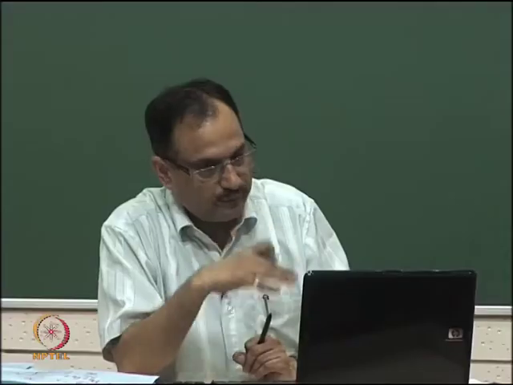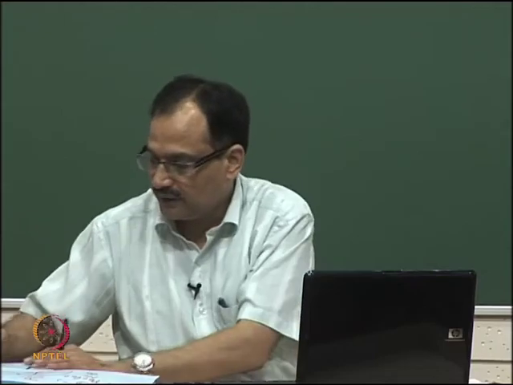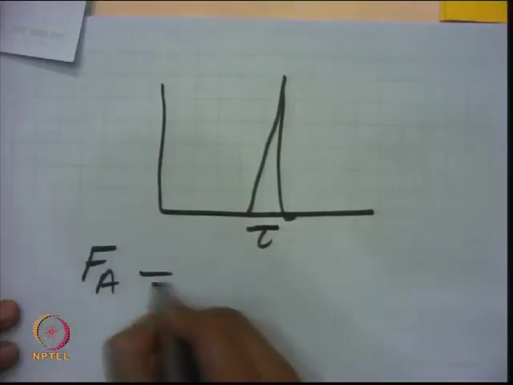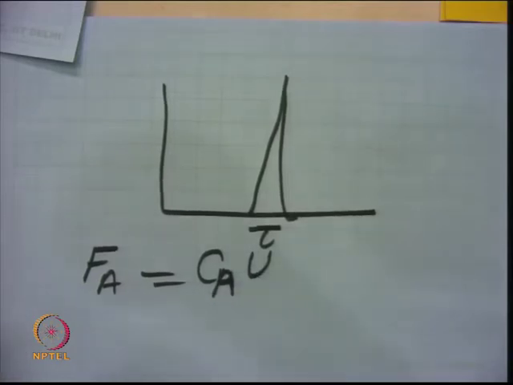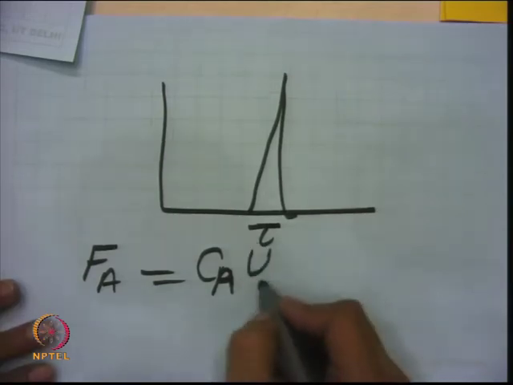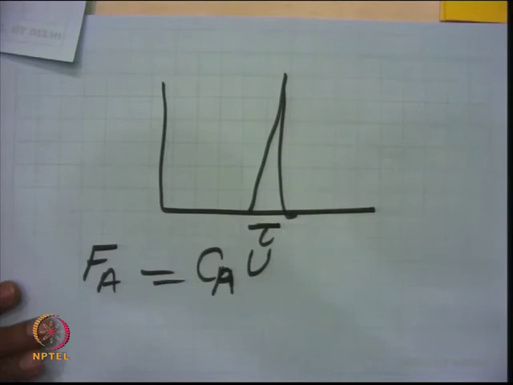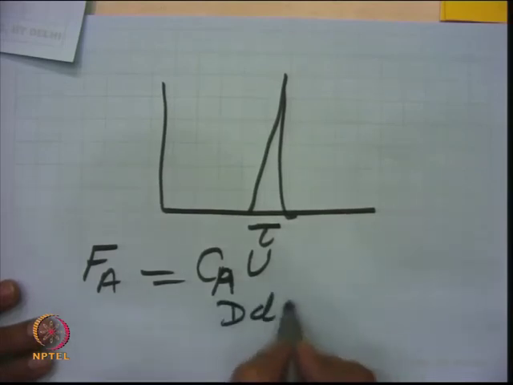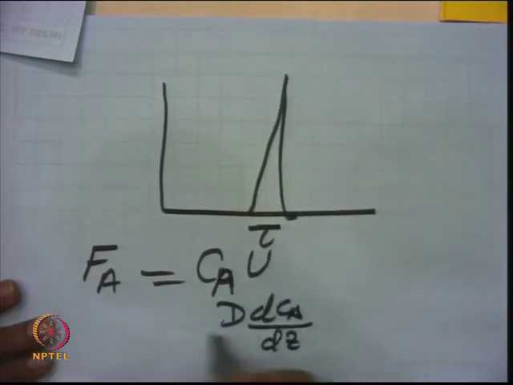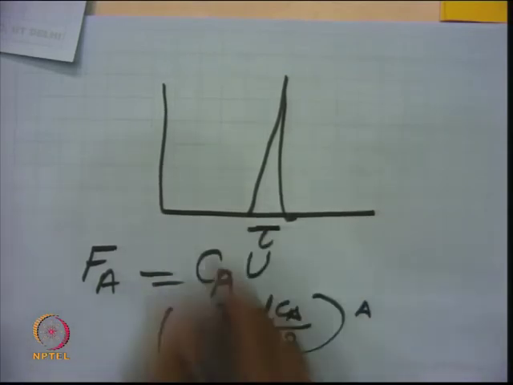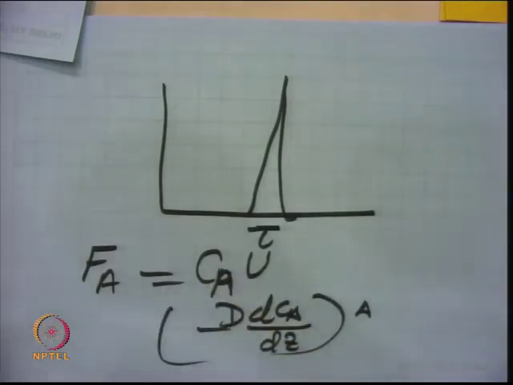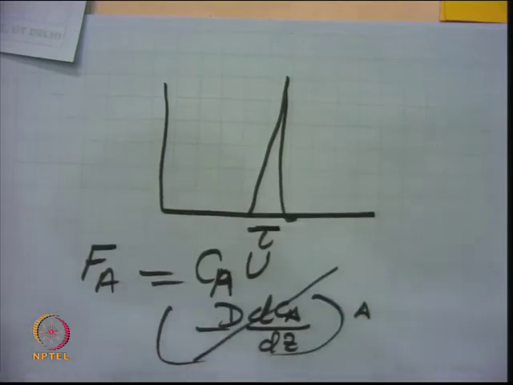One is because of the bulk flow. The bulk flow term, if I write F_A is C_A into velocity, the concentration into the volumetric flow rate, that is the flow. And the second term is because of the dispersion, and that can be D times dC_A/dZ with a negative sign multiplied by area. So these two contribute to your actual flow, and when you are looking at a plug flow reactor, you should neglect this.